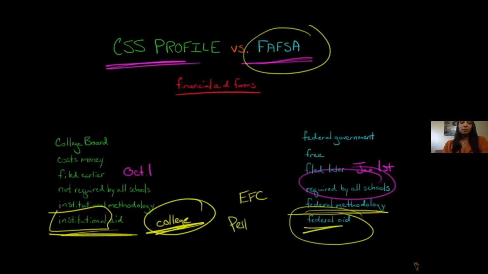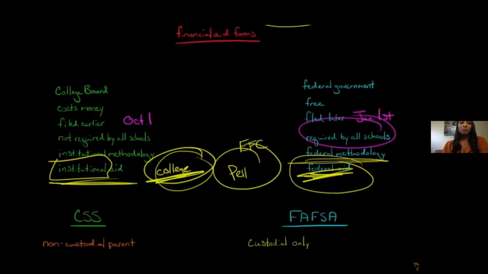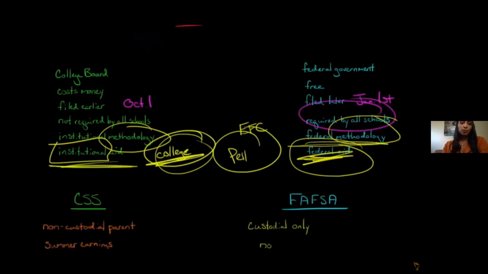So if you're applying to a college that requires the CSS profile, you're also going to be submitting the FAFSA, and the FAFSA is going to determine how much in Pell Grant funds and so forth. The CSS profile is used by the college to determine how much of the college's own funds they decide to give you. Now, because they use different methodologies, I just want to give you a quick rundown on some of the differences.